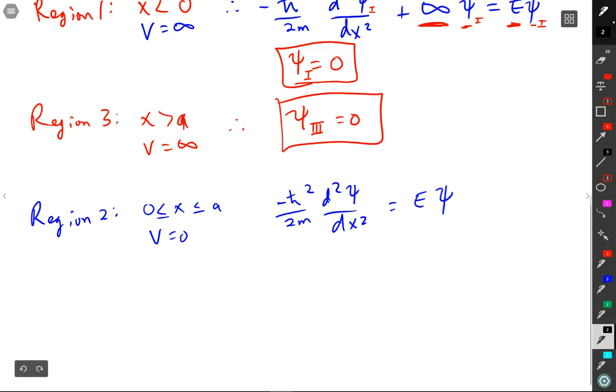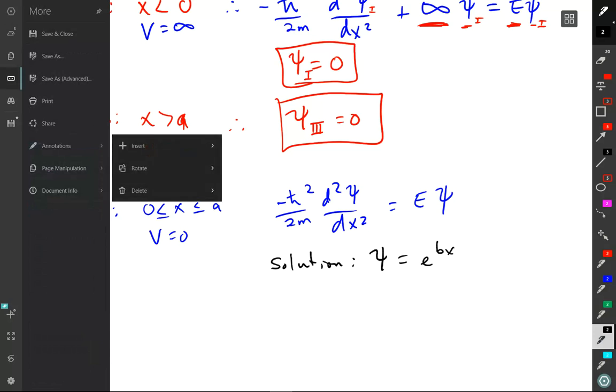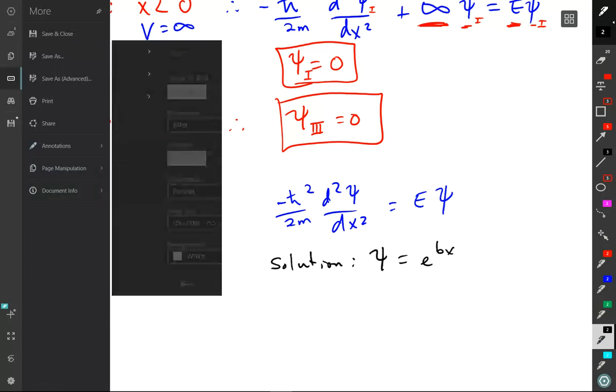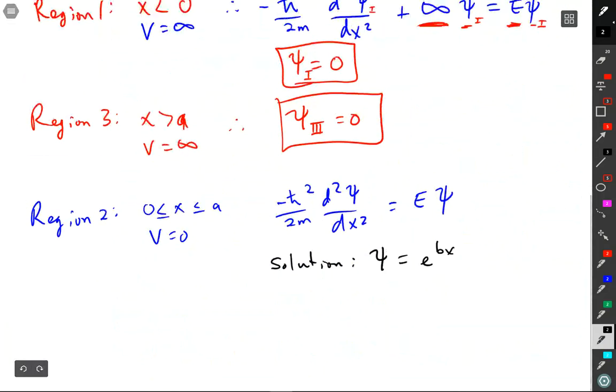So what we do for students at your level is we tell you this has a solution with the form psi equals e to the bx. So if psi is equal to e to the bx, then what is the derivative of psi with respect to x? B e to the bx. And what's the second derivative? B squared e to the bx.